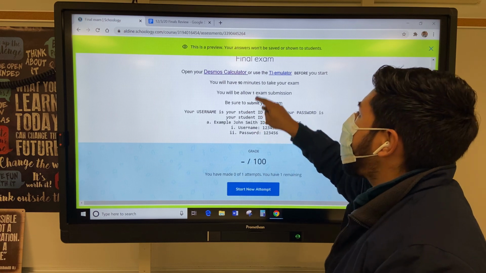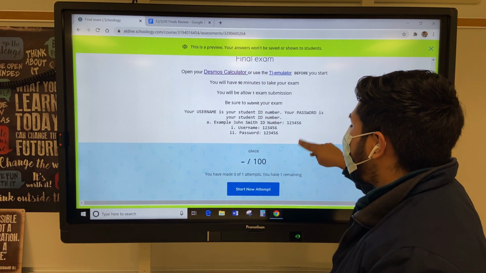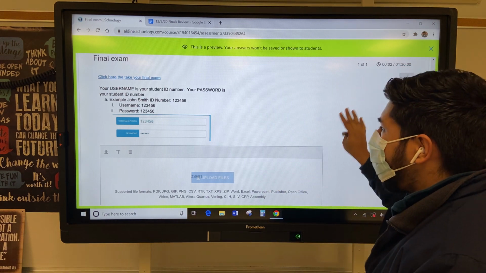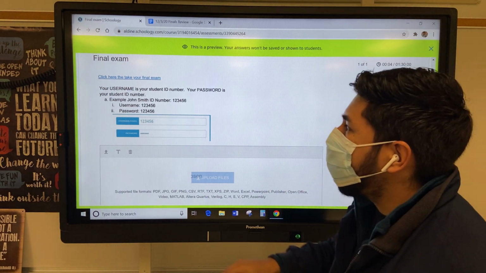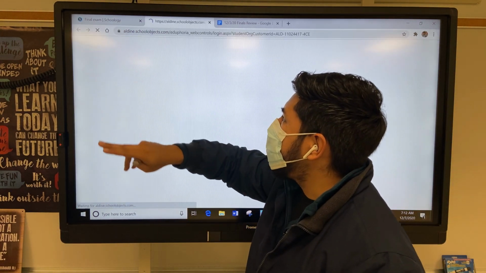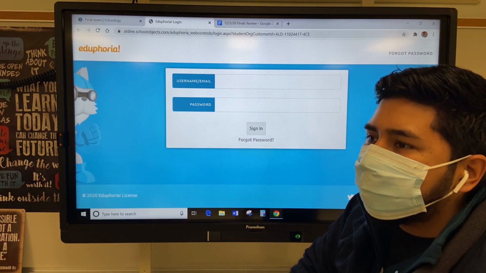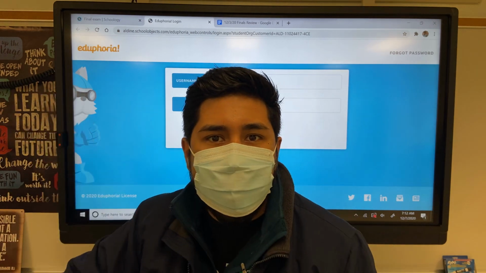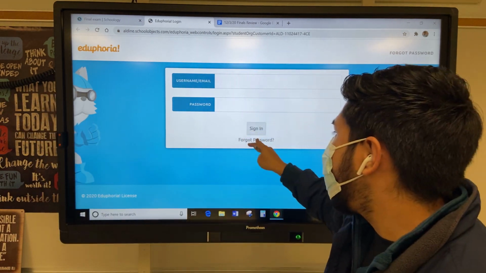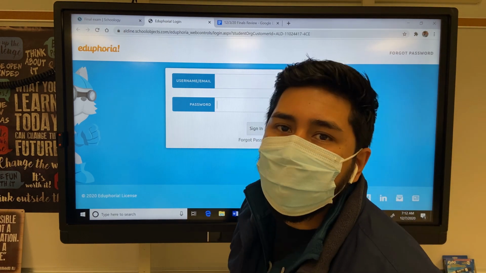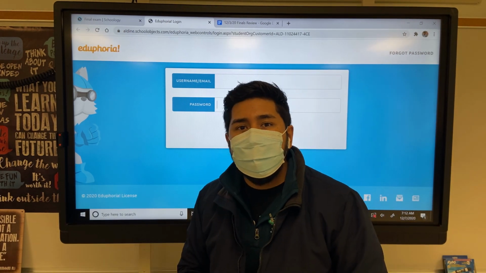It's going to tell you to make sure you have your calculator open, and start the attempt. You don't have to do anything. All you have to do is make sure you click here to take your final. You're going to put your ID number twice. So your number is 1, 2, 3, 4, 5, 6, 7, 8. You put it twice. When you log in, it'll say algebra final. You take it. Boom.